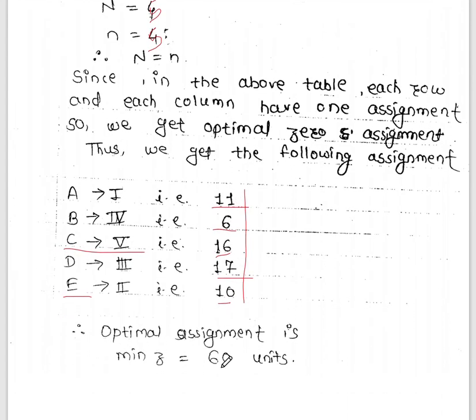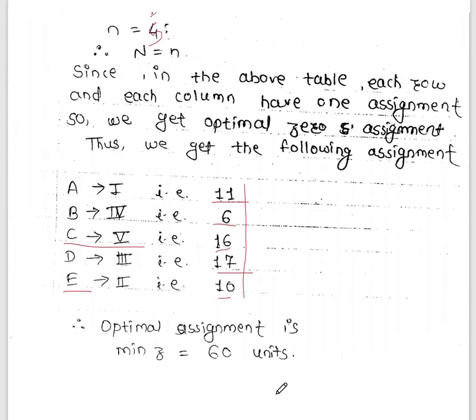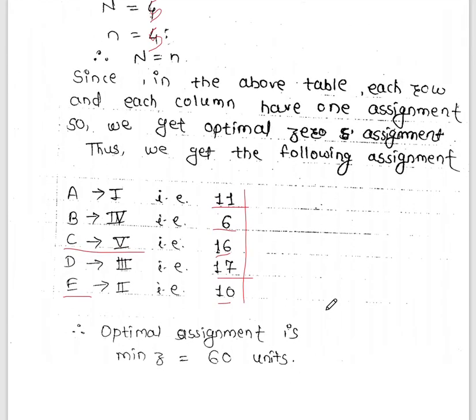So therefore the optimal assignment is minimum Z is 60, the addition of all these persons, that is 60. Okay, so this is the second example of the assignment problem. Okay, so today we have seen some examples on the assignment problem. In the next lecture we will see another example on the assignment problem.